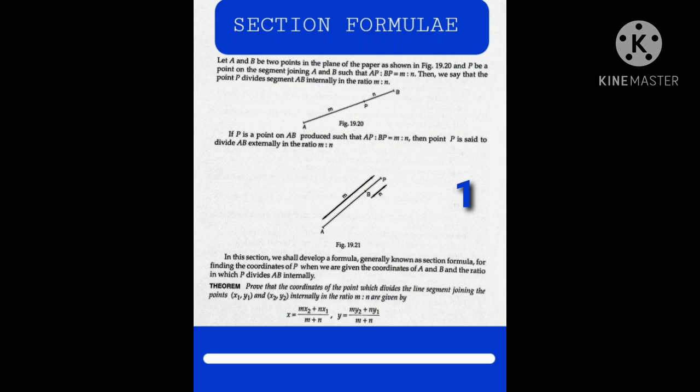So as shown here, suppose A and B are 2 points, we join them and we get a segment AB. Now P is any point on this segment AB such that AB gets divided in the ratio of m is to n internally, right? Or we can put it in another way, we have a segment AB and a point P such that it divides the segment AB externally in the ratio of m is to n, as shown, right?